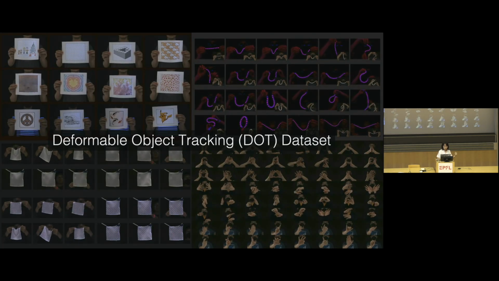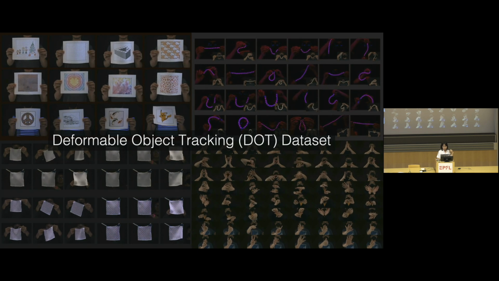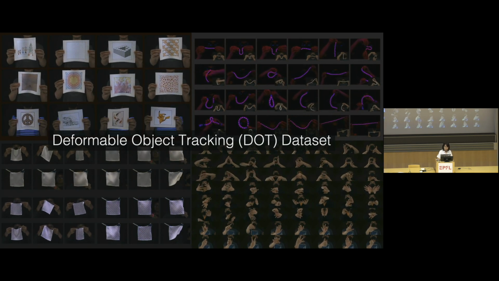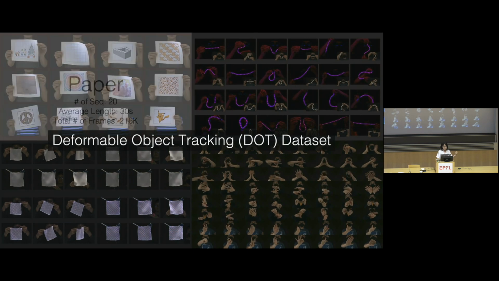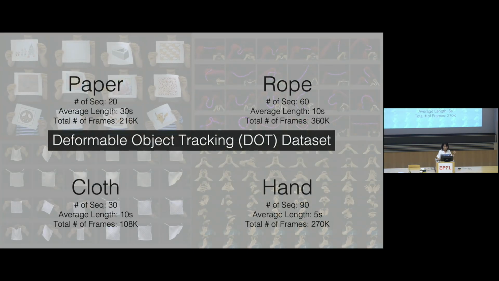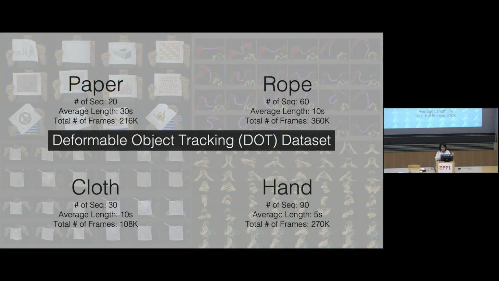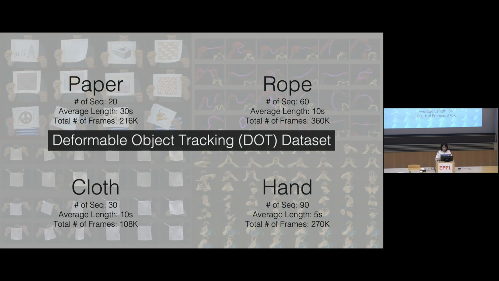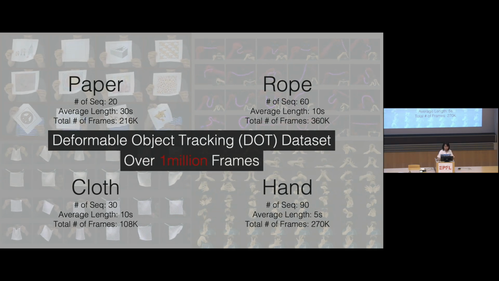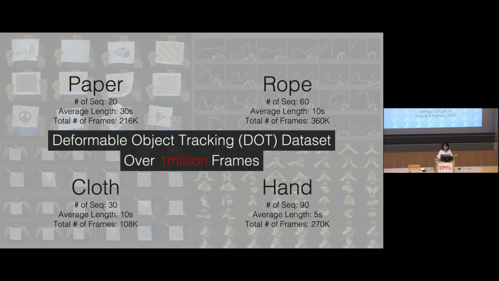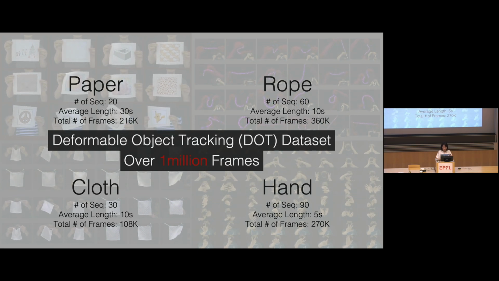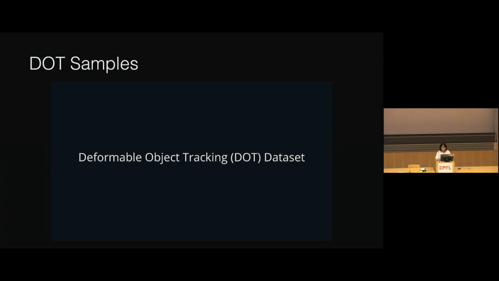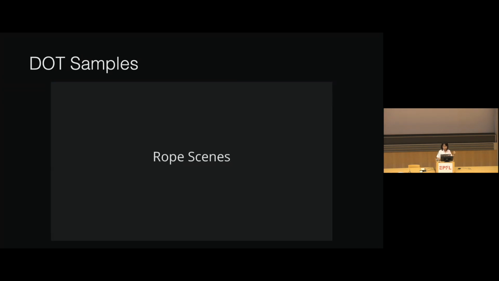And with that, with the imaging system and this mapping algorithm, we captured deformable motions of four types of objects that are rope, paper, cloth, and hands, and formed a data set for deformable object tracking. Altogether, we have over 1 million video frames in our data set, and our data set is now available on our project website, which I'll share with you at the end of my presentation. So here's a video that shows some examples in our data set.